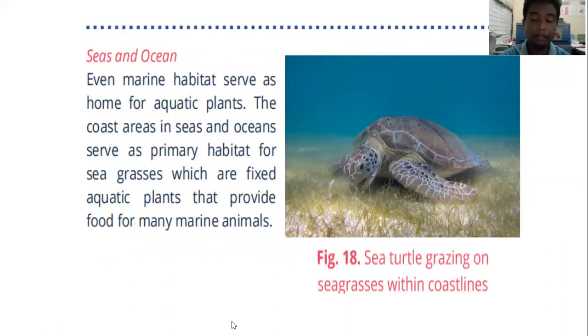Okay, seas and ocean. In seas and in ocean, we could see that there are also plants there. There are aquatic plants. Even marine habitats serve as home for aquatic plants. The coast areas in seas and oceans serve as primary habitat for sea grasses, which are fixed aquatic plants that provide food for many marine animals.